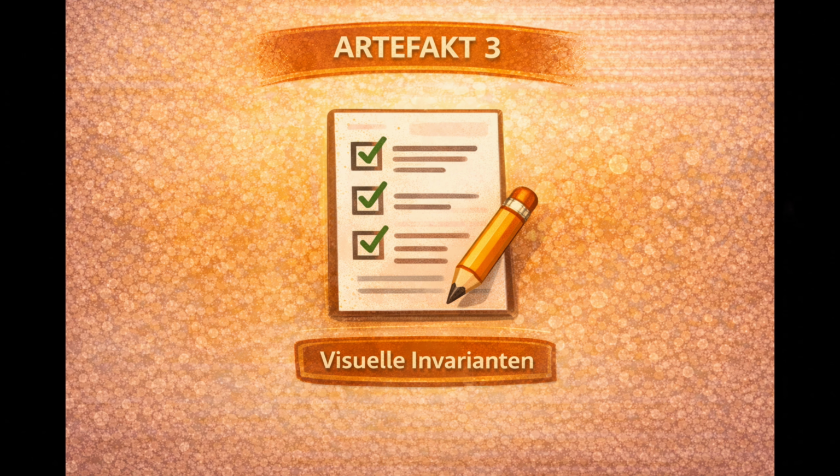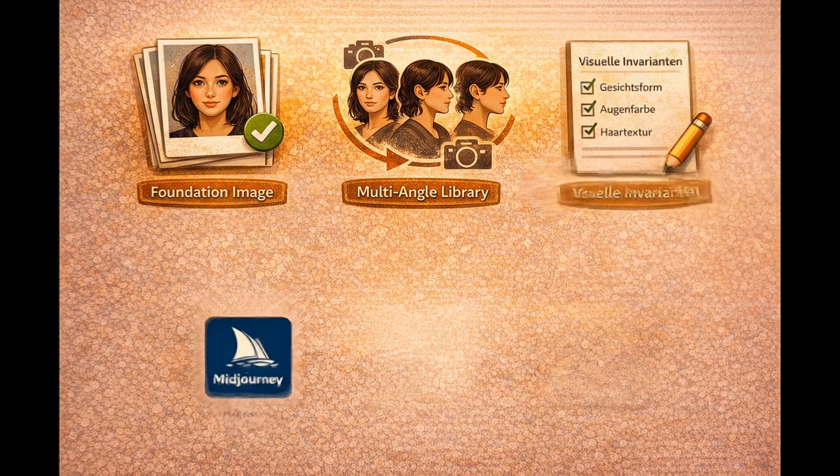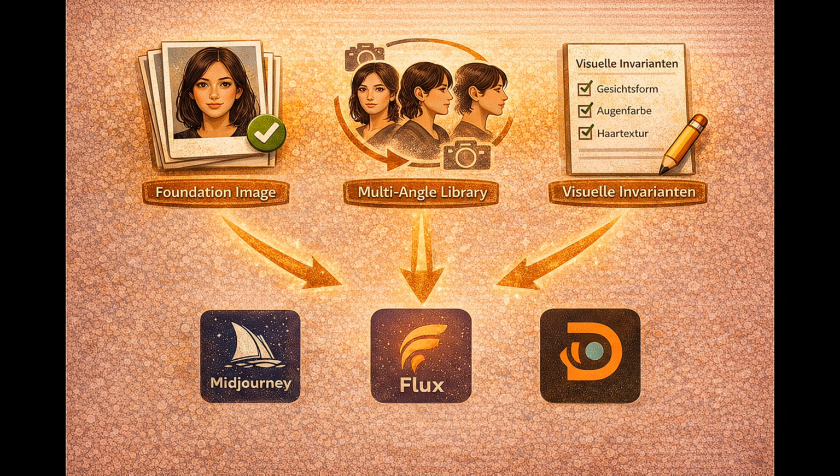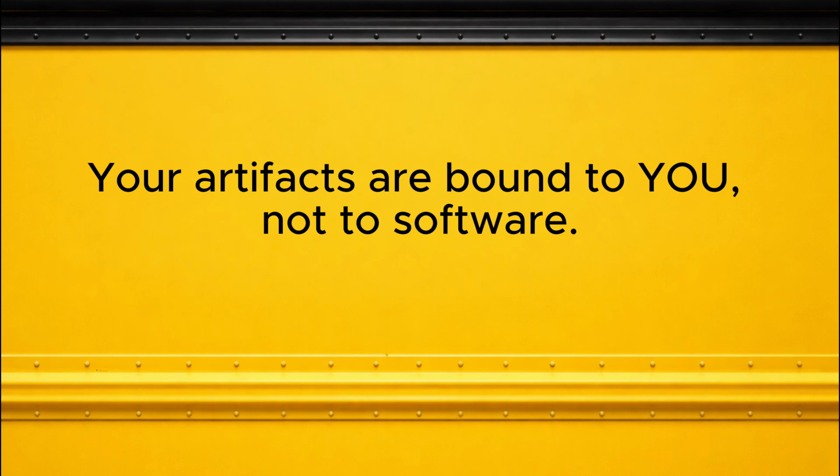Artifact 3. The visual invariants. Visual invariants are a written document, the things about your character that must never change. Face shape, eye color, hair texture, written down so you don't forget, and the AI can't make them up. If you have these 3 artifacts, you are tool independent. Your character is not tied to a single platform. Your artifacts are bound to you, not to software. Now I will show you how you can create each and every one of them.